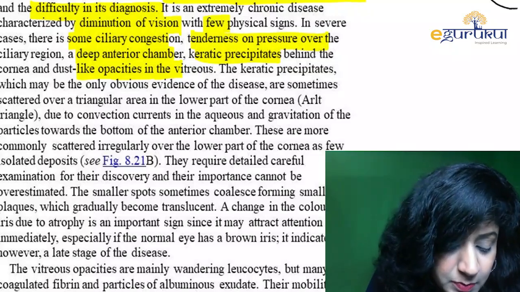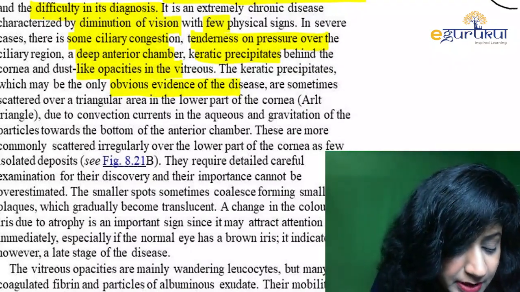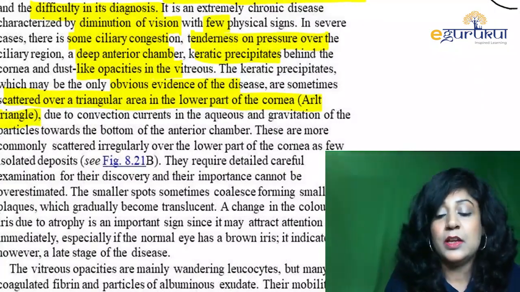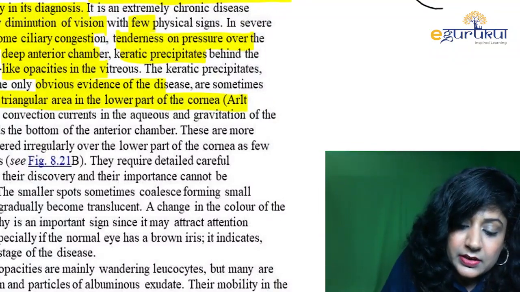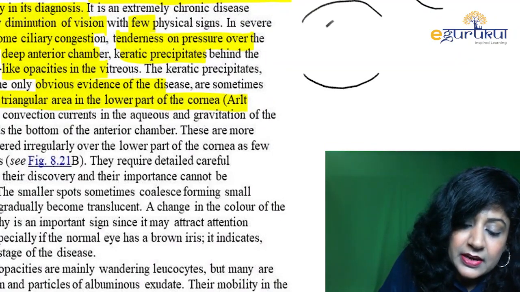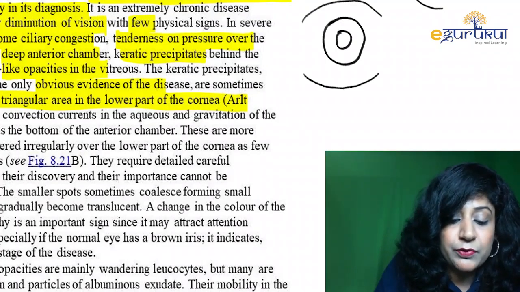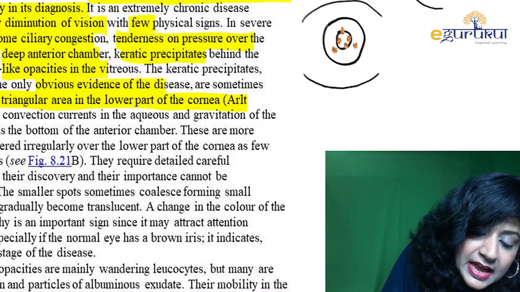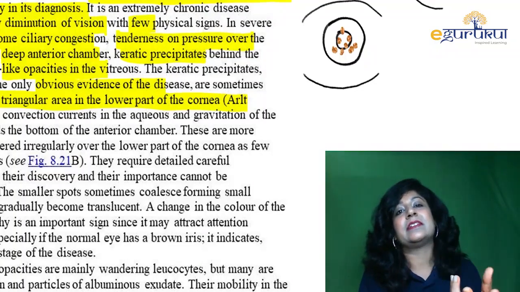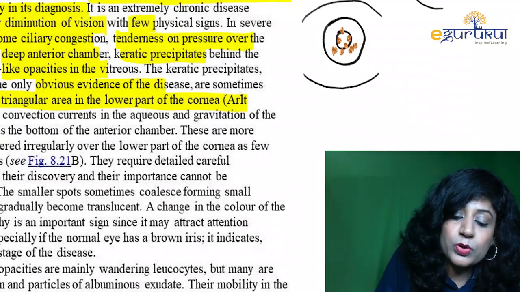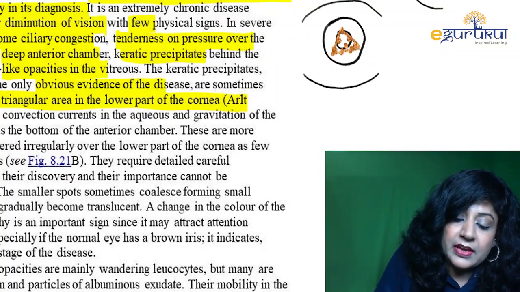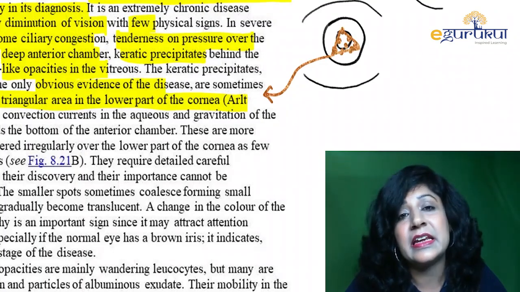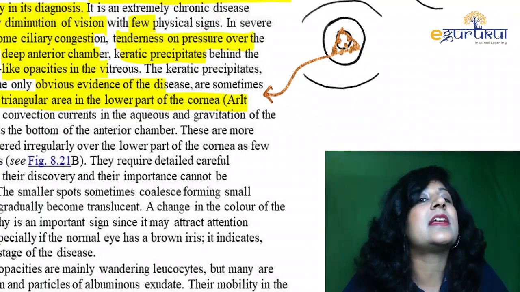The keratic precipitates, which may be the only obvious evidence of the disease, are sometimes scattered over the triangular area in the lower part of the cornea, that is called as the Arlt's triangle. So what is this Arlt's triangle actually? If you try to visualize, if you are having the lymphocytes or other inflammatory cells deposited on the posterior surface of the cornea, it would be something like this, and because of the convection currents and because of the gravity, they are deposited more in the bottom. So the triangle kind of a thing is formed. So this triangle is actually called as the Arlt's triangle. We have got an Arlt's line that is found in the trachoma, and this is called as the Arlt's triangle.